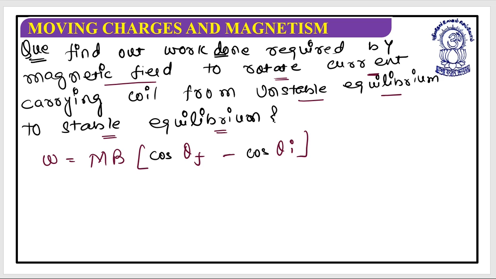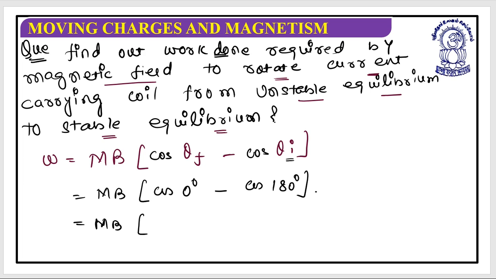Finally I should be at stable equilibrium, and at stable equilibrium theta will be 0, so it's mB into cos of 0 degrees minus cos of the initial position. Initially we are at unstable equilibrium, so for that it is cos 180 degrees. So this is mB into bracket cos 0 degrees, which is 1, minus cos 180 degrees, which is minus 1. So 1 minus of minus 1 would be 2, so this would be 2mB. This is the work done required.